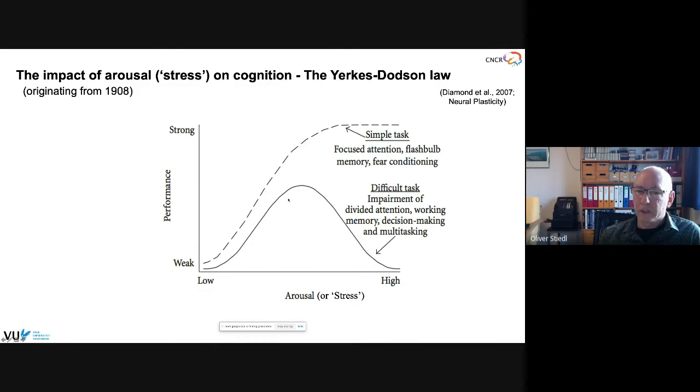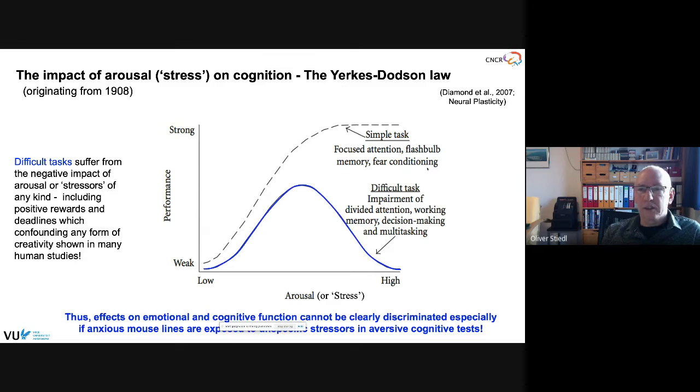If you have a difficult task, you reach a saturation, and then if the stress becomes too much, the performance goes down. This is a paper from Diamond. And of course, at that time, you can nicely see fear conditioning is listed here as a simple task. Whereas, of course, we know that fear conditioning, particularly the contextual part, should be classified as a more difficult task because we know it's a hippocampal dependent task.